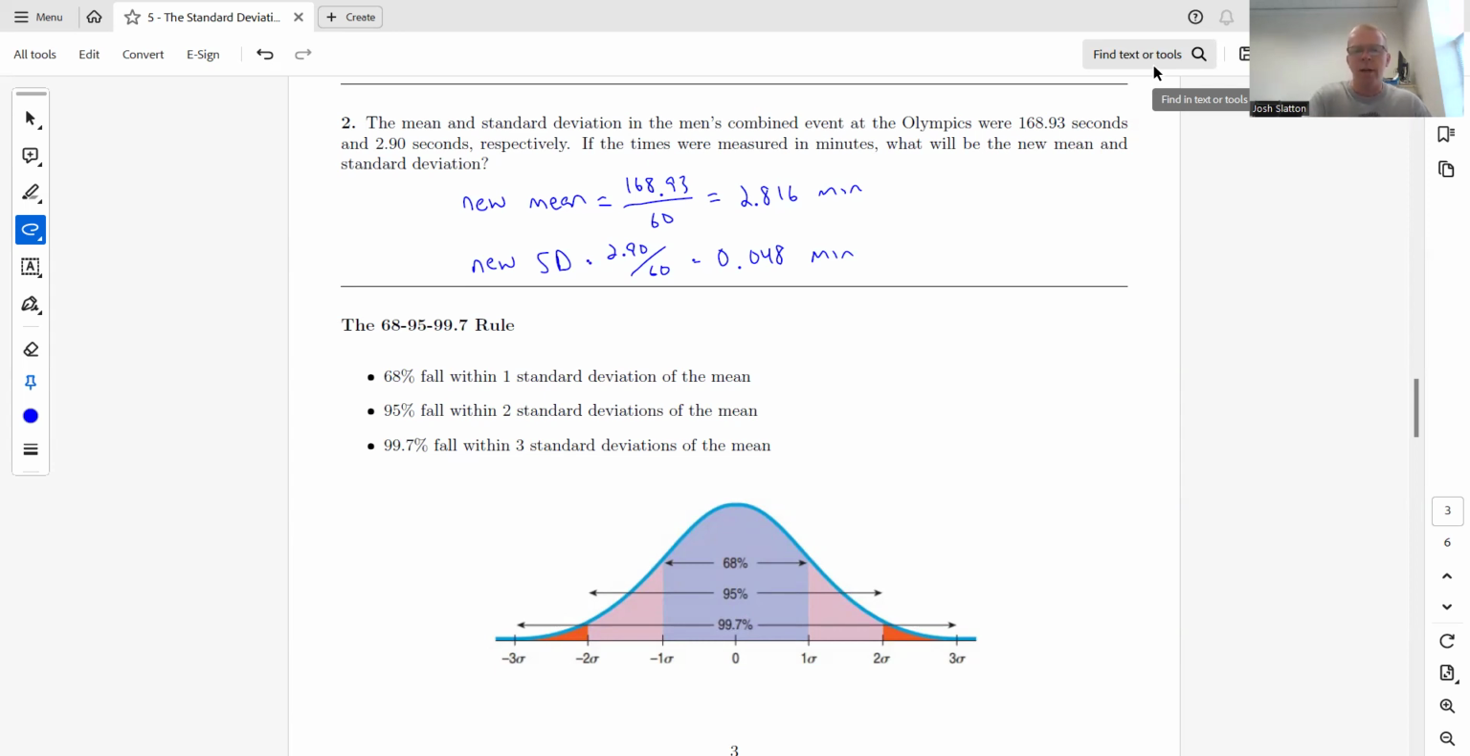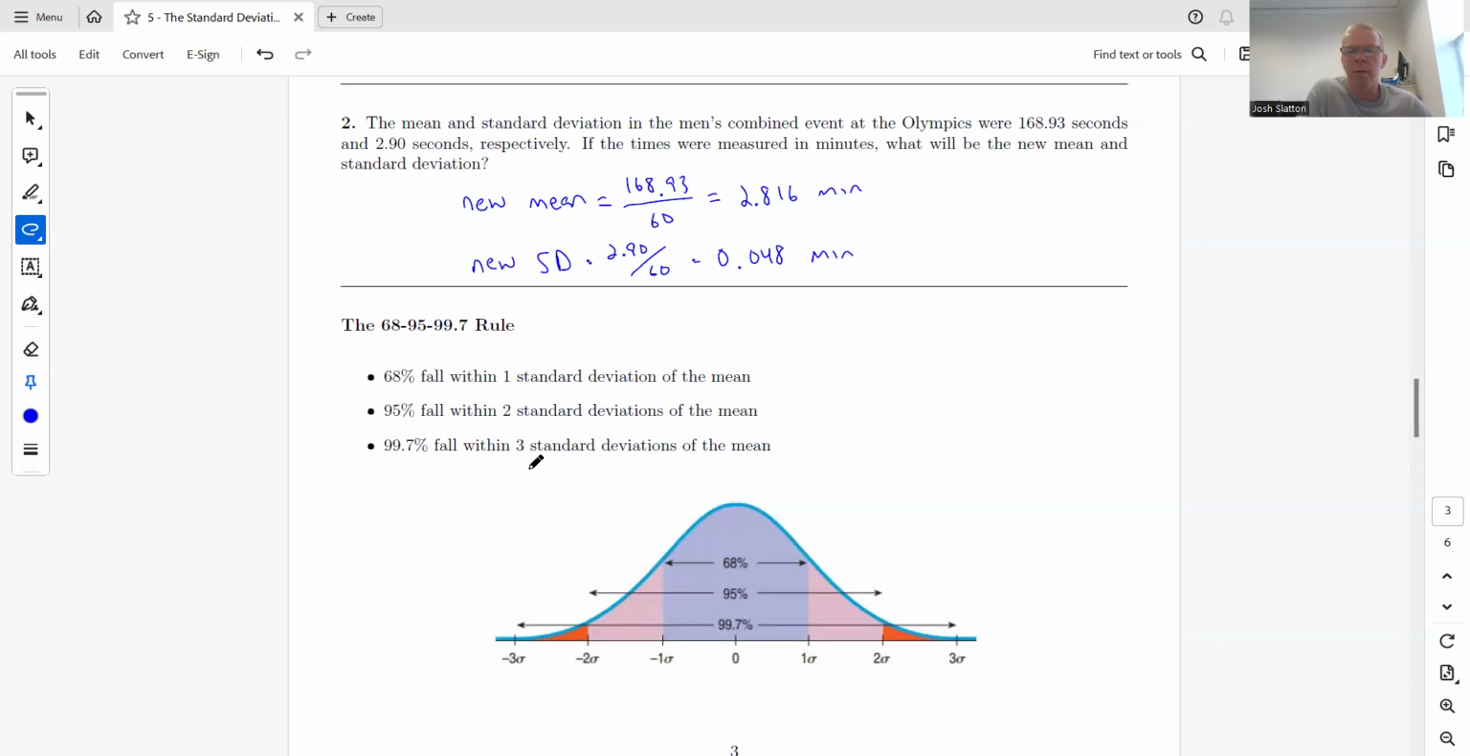What this says, so we'll talk about this curve in a minute, is that when you have a unimodal symmetric distribution or histogram, and this isn't necessarily true with skewed or bimodal, 68% of the data will fall within 1 standard deviation of the mean, 95% fall within 2, 99.7% fall within 3.